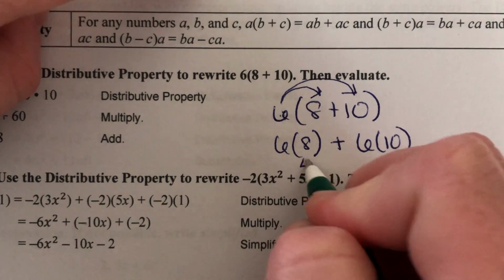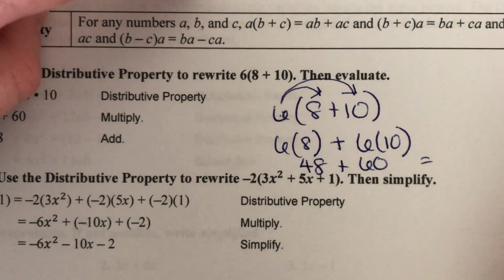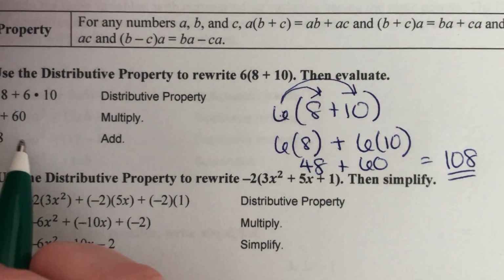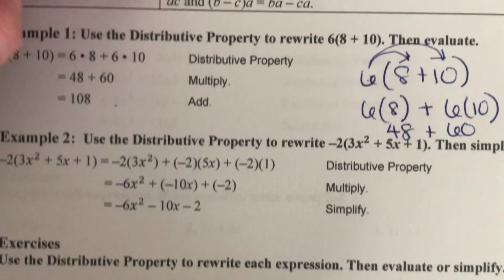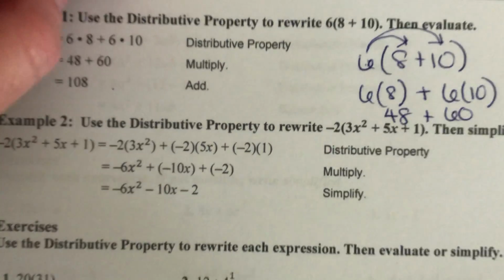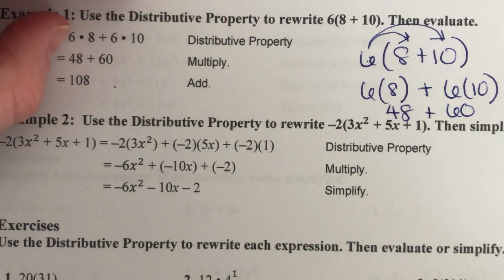6 times 8 is 48. 6 times 10 is 60. And when I add 48 and 60, I get 108. And that's all they got over here when they were showing you their steps. So this is not a thing where you have to list out properties like the last set of notes. It's all distributive property, so you're literally just solving. It's just algebra. That's all it is.